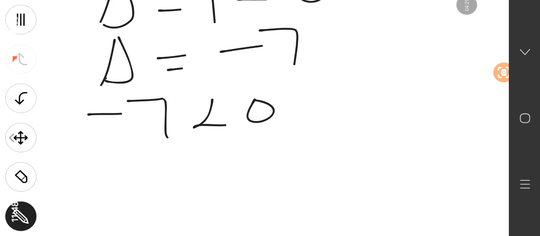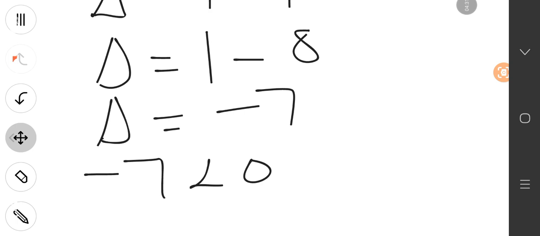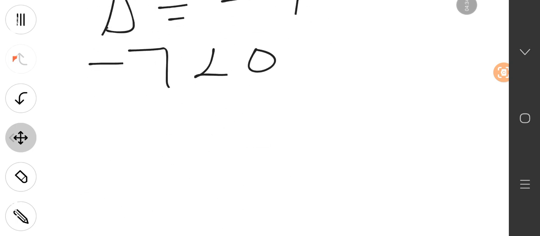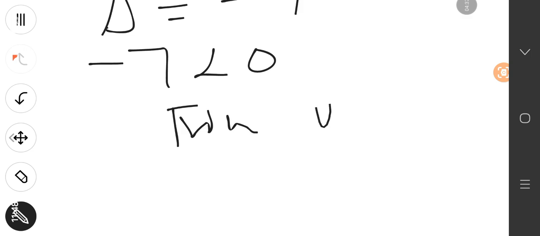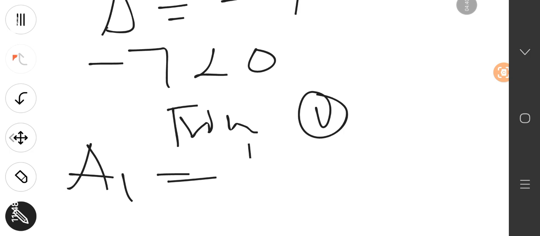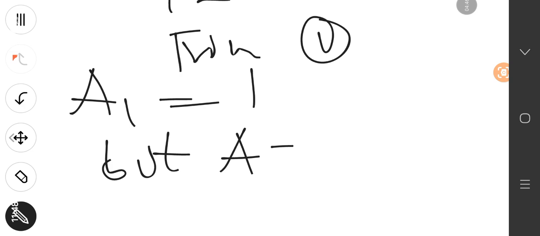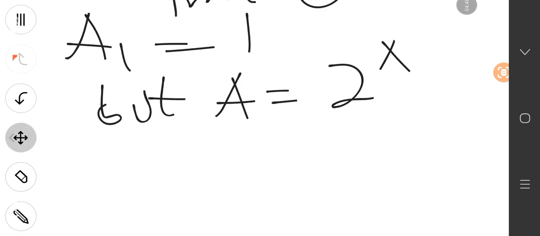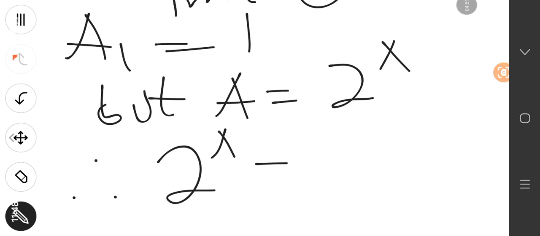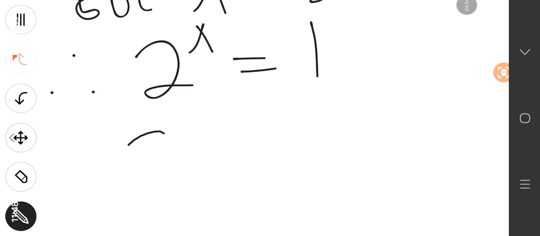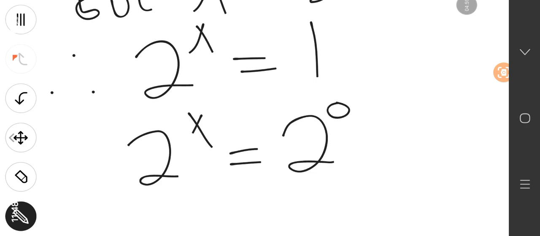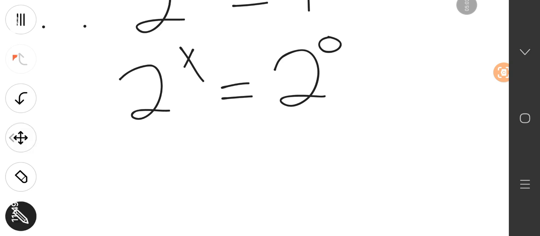Okay, but we are looking for real solutions. So we focus on the value for a that we had in equation 1. So we say from equation 1, a equals 1. Okay, so a stands for 2 exponent x. So we say therefore 2 exponent x equals 1. Now 2 exponent 0 is the same as 1, or 1 can be written as 2 exponent 0, since any non-zero number raised to the power 0 is 1. So therefore we can say x equals 0.